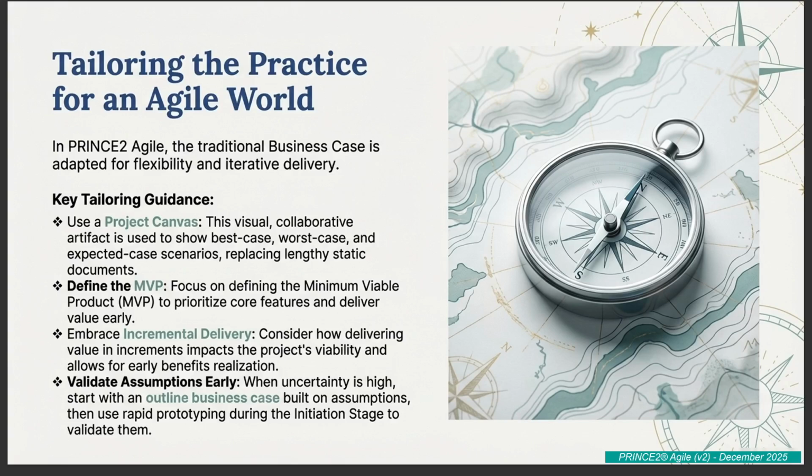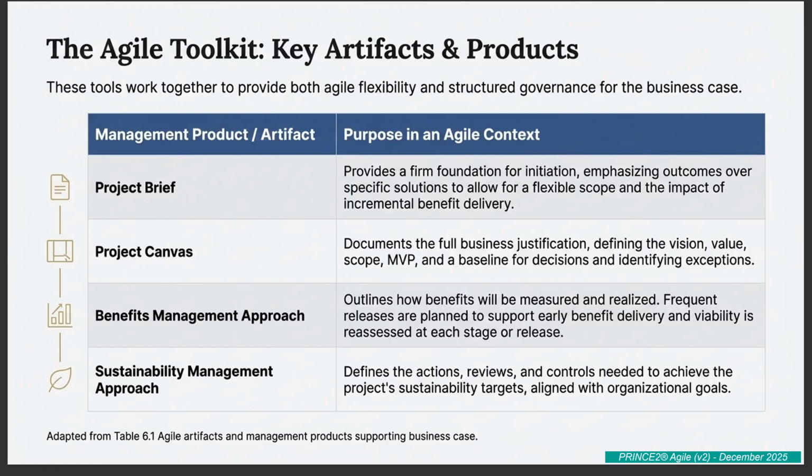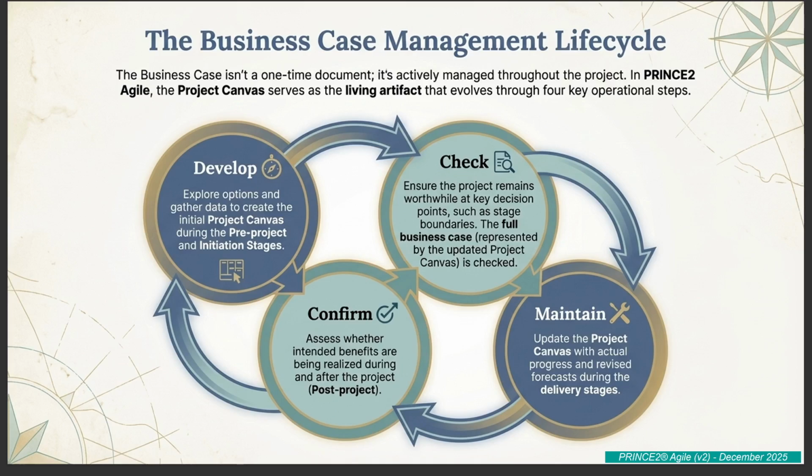Okay, so if the project canvas is this living thing, we need a disciplined way to manage it. This brings us to the 4-step management lifecycle. Right. This is the operational rhythm of the practice. And it starts way before the project is even formally kicked off with the first step, develop. Tell us about develop. What happens there? Develop is all about exploring the options.